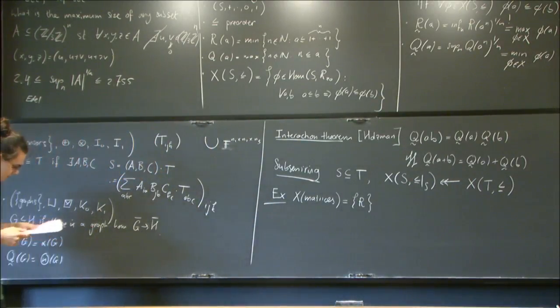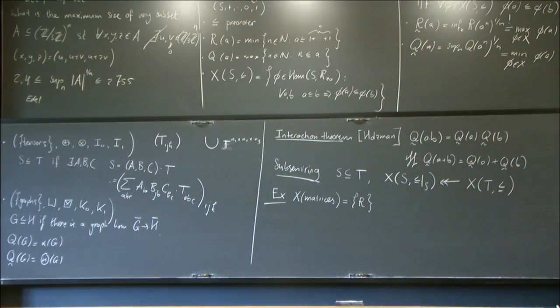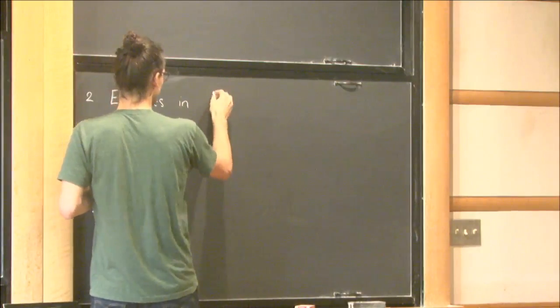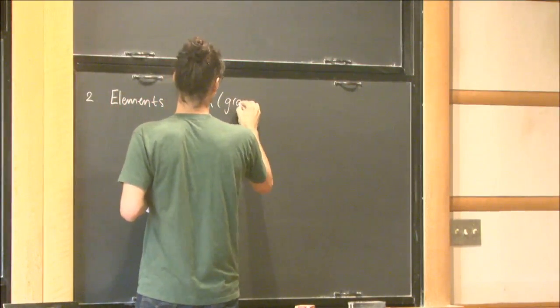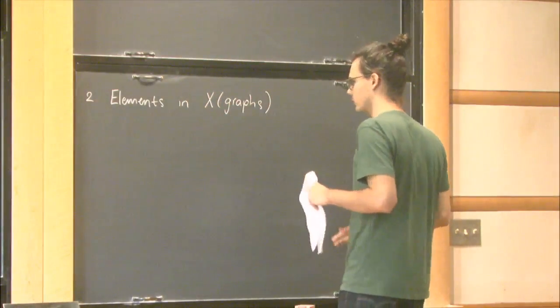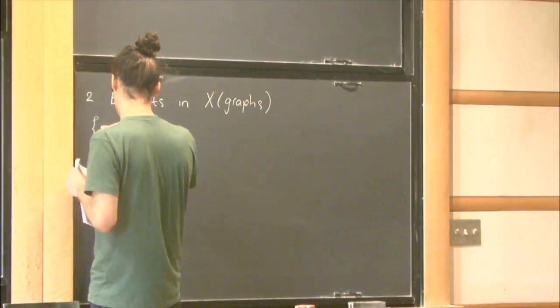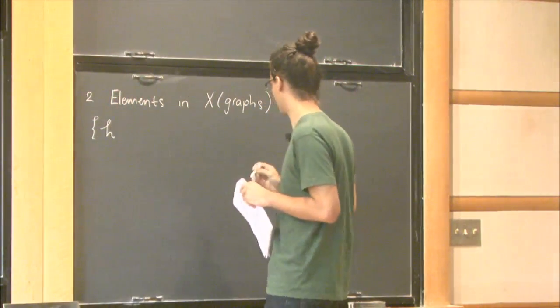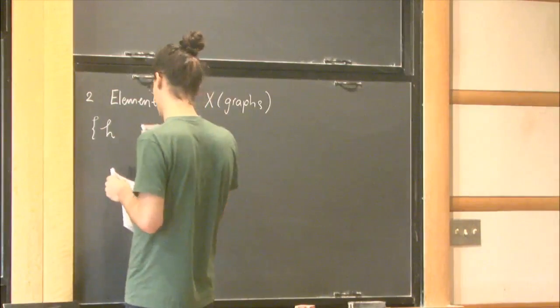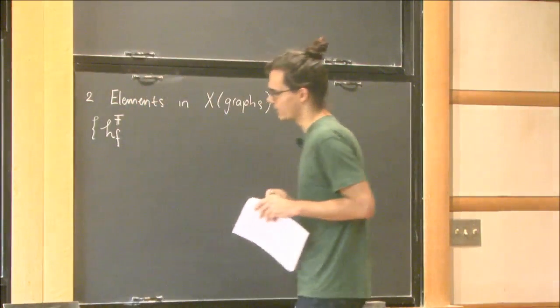Yeah. All right. So let's continue with something new. Elements in the asymptotic spectrum of graphs. The goal will be to show, well, I'm not going to show everything, but I'm going to tell you about four examples of elements in here. The first is the fractional Haemers bound.